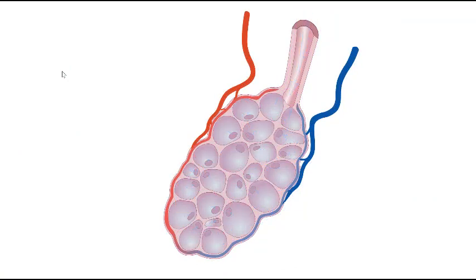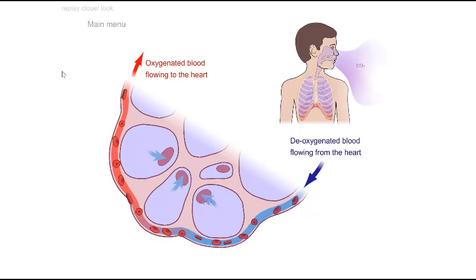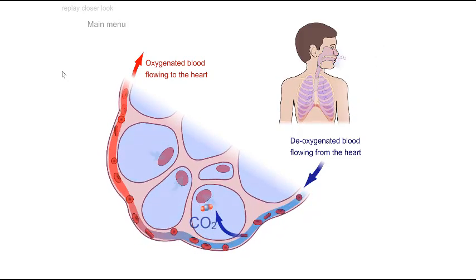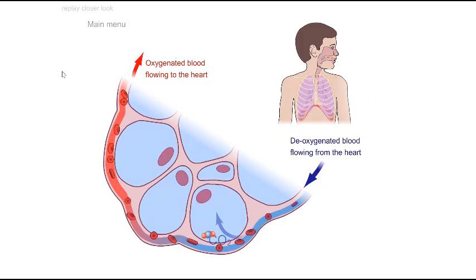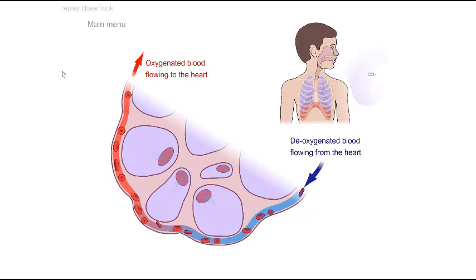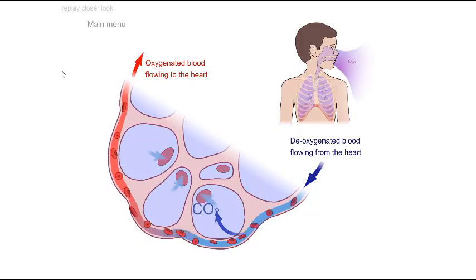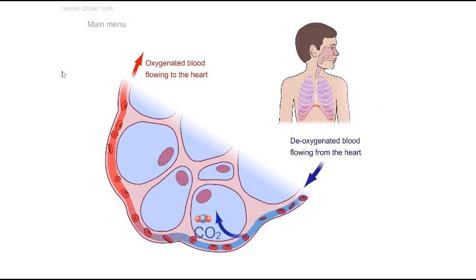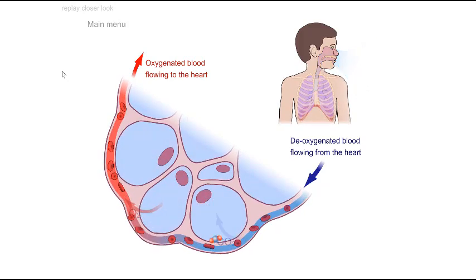To facilitate that, alveoli have a really good blood supply. So deoxygenated blood flows from the heart through the capillaries here. We breathe in and oxygen enters the blood and gets carried back to the heart. Meanwhile, the carbon dioxide diffuses out of the blood and then we breathe it out during exhalation. So what we're going to look at now is a little bit more about gas exchange.